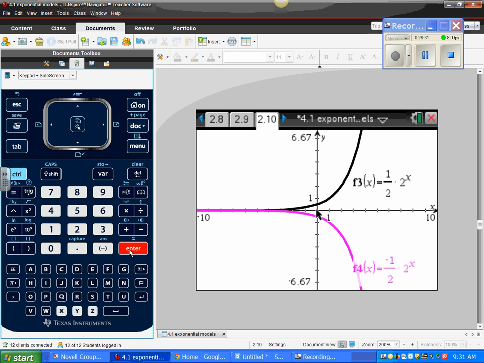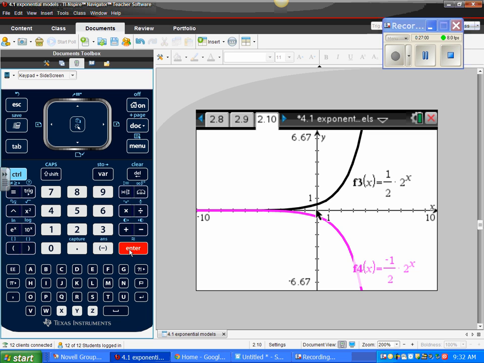So what has happened to it? What's the difference between the black one and the purple one? Where's the negative? Right. My value of a is negative. What do we call this when we're talking about a transformation? How was this transformed? Good, it was reflected over the x-axis. Perfect. So if you make that value of a negative, it reflects it over the x-axis. Are we okay with that?